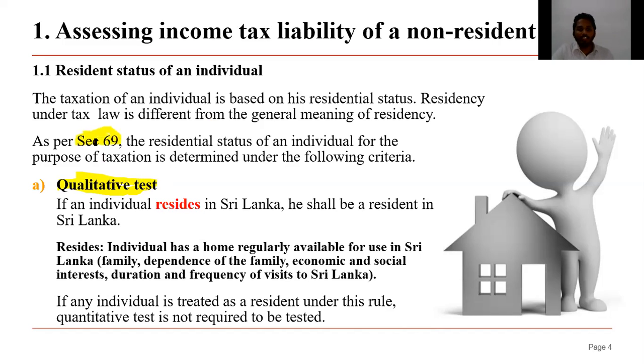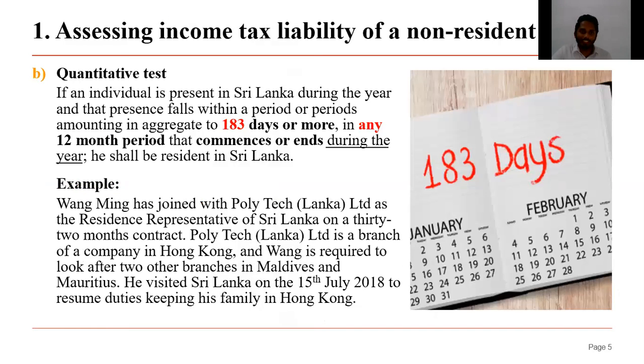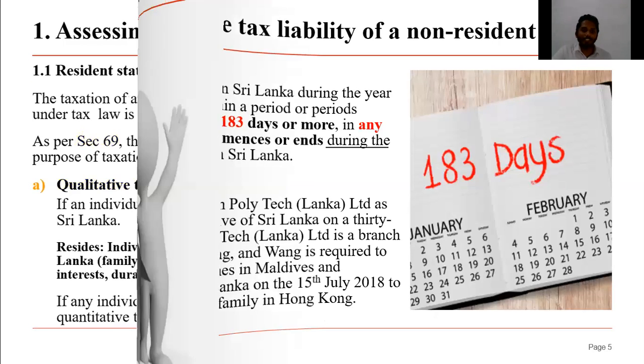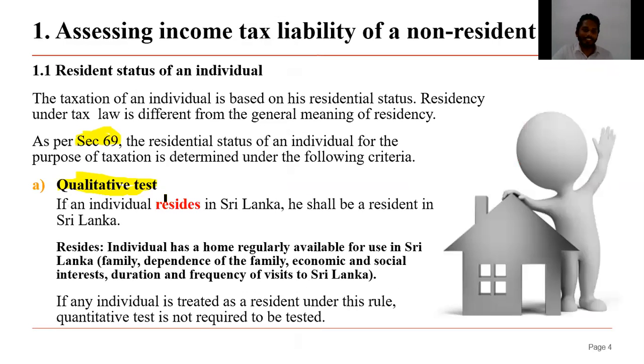Act, the resident status of an individual for the purpose of taxation is determined under the following criteria. First one is the qualitative test. Sorry, qualitative test. The quantitative test we will discuss secondly. First one is the qualitative test. How are you going to decide?